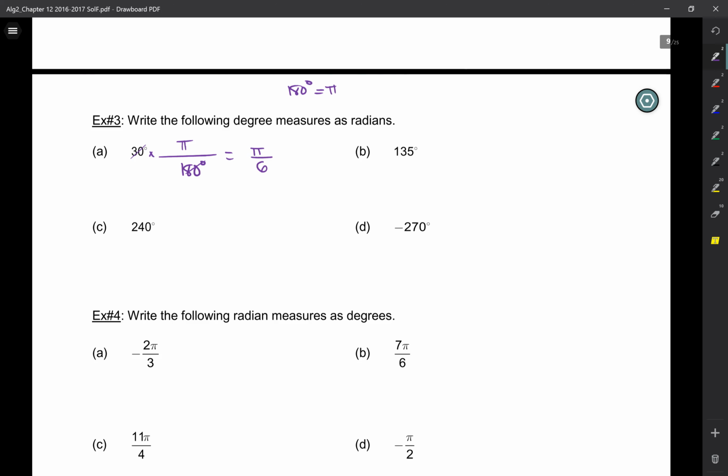Okay? Let's do it one more time. You have degrees on top times a fraction. Where is the degree going to go? Where is the 180 going to go? Bottom. So pi must go on top. Simplifying this, 135 and 180, you can divide, how much would that be? And then, how much would that be? 3 over 4, so it's 3 pi over 4.